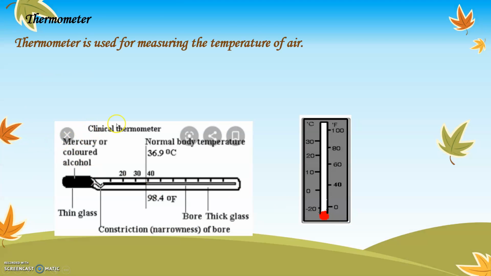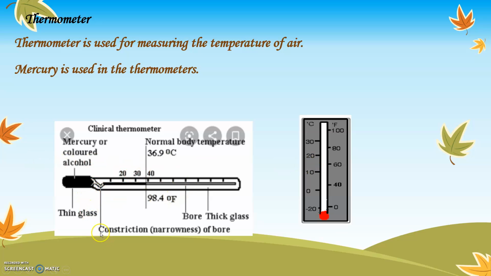Thermometer. A thermometer is used for measuring the temperature of the air. Students, I'm sure all of you must have seen and also used a thermometer in your life to check your body temperature. When we get fever, we use a thermometer to identify the amount of temperature that we have. The thermometer is used for measuring the temperature of the air, and mercury is used in the thermometer. The red one which is shown over here is the mercury that goes up and down to show the amount of temperature of your body or rather the atmosphere.